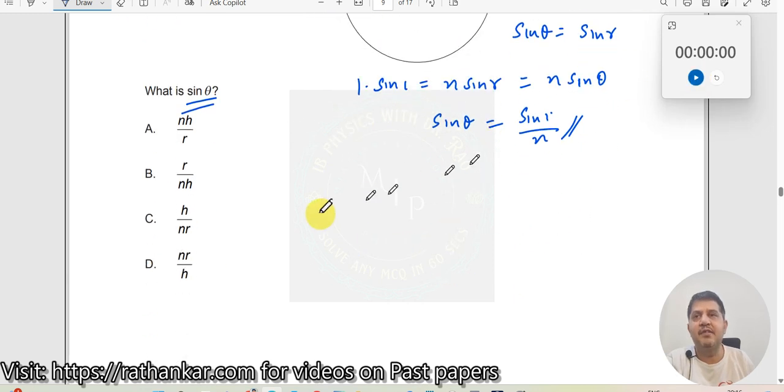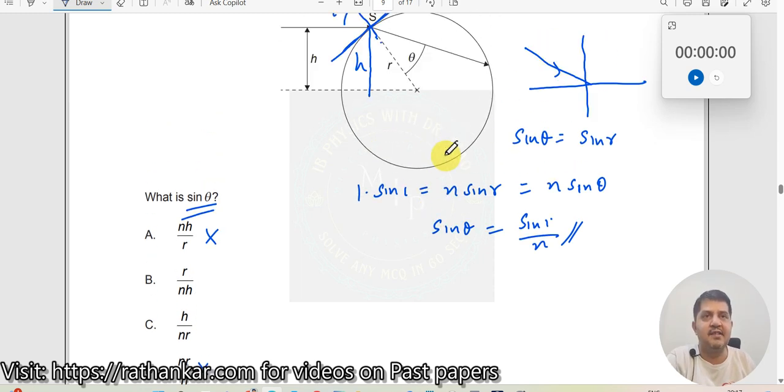Now coming back to the options, can we use this pattern? No, we cannot use this pattern here. See, we get n everywhere over here. Two options have n in the wrong place, so definitely these two cannot be correct. Amongst the rest, one of them should be correct. Let us see this also.